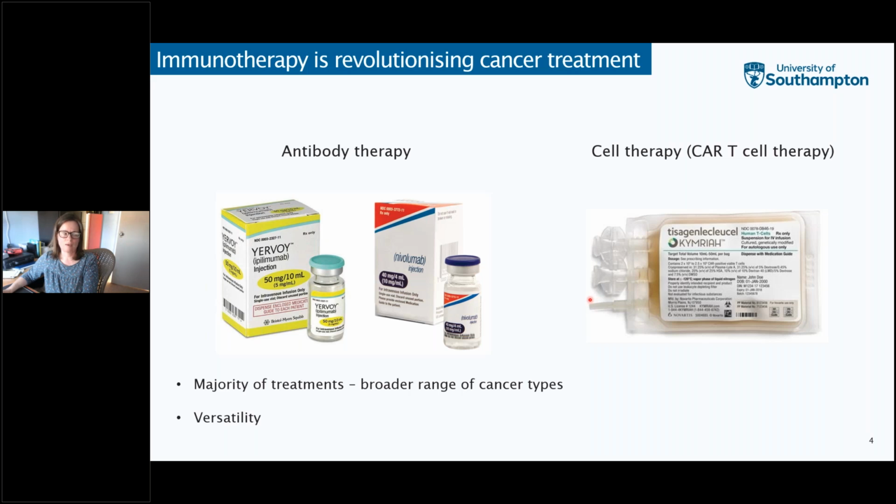So in recent years, cancer immunotherapy has revolutionized cancer treatment because it can significantly improve the survival of patients in late-stage cancer. Currently, mainstream immunotherapies include antibody therapy and cell therapy, but antibody therapy accounts for the majority of treatments in the clinic due to its efficacy in a broader range of cancer types.